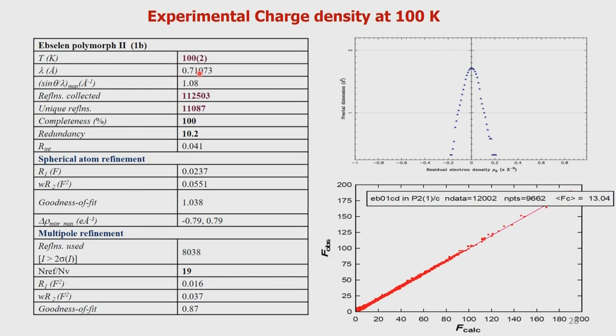And as we saw from the table we made for resolution limits and so on, lambda by 2 is the resolution to which we can go in principle, right. So it should be half of 0.7. So we should be able to see these bonding densities fairly clearly in this data. Sin theta by lambda, he managed to go up to 1.08.